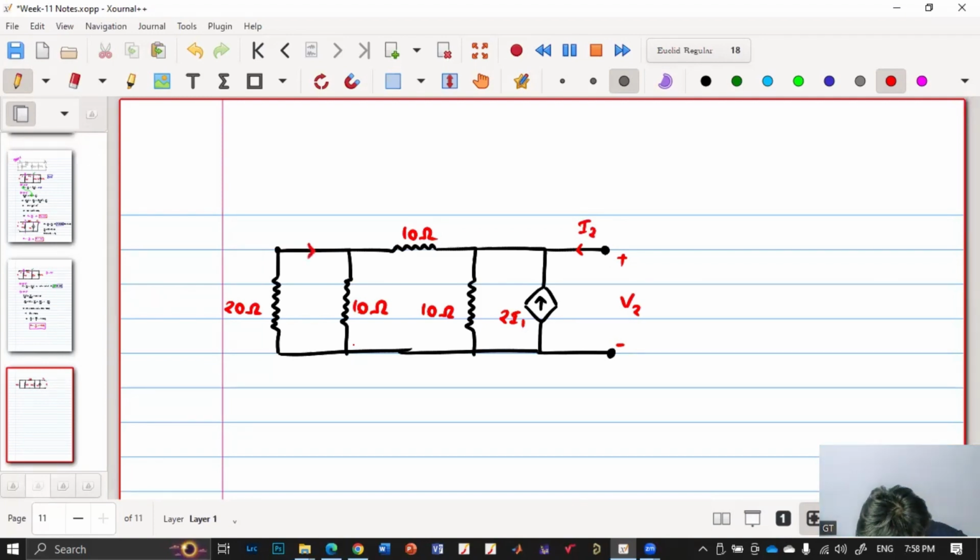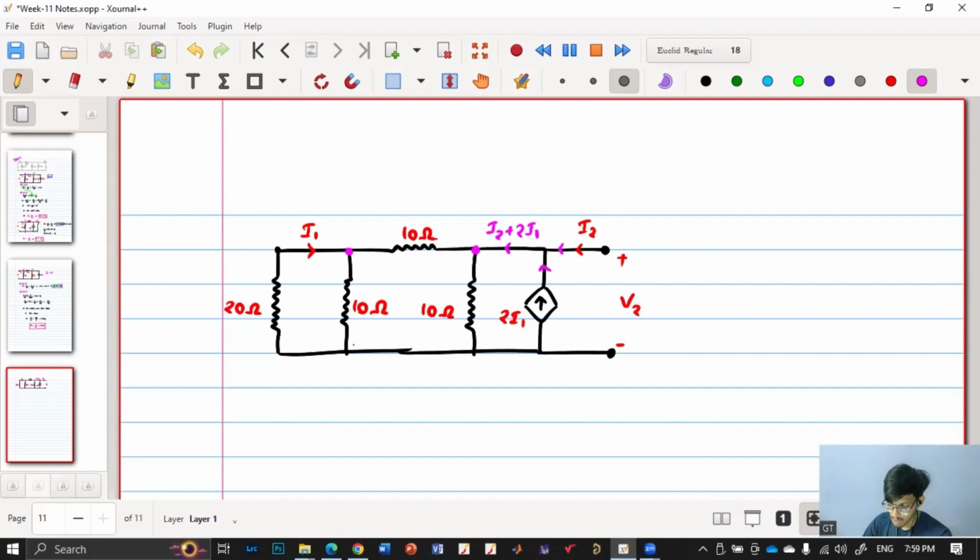And kindly note that this is the direction of I1. Okay. So let me do one thing. So this is I2 and this is 2I1. So what is the current direction here? It is I2 plus 2I1, isn't it? Right. So this is I2 plus 2I1, and this is our I1. So now we have to again apply KCL over here and then also KCL over here.